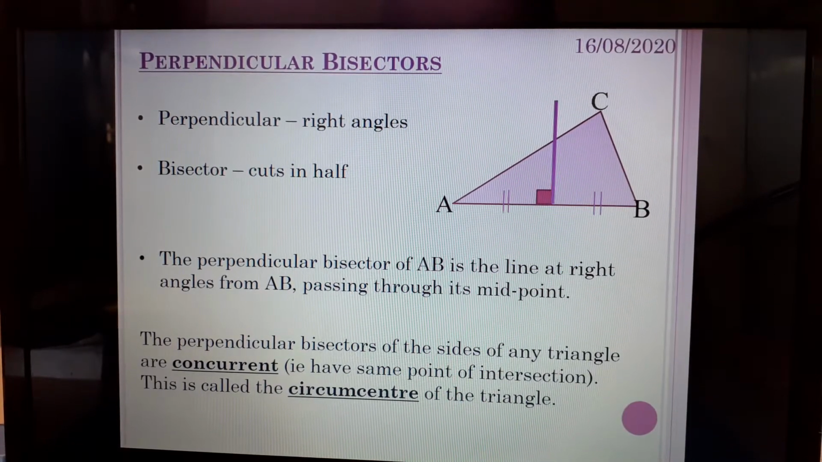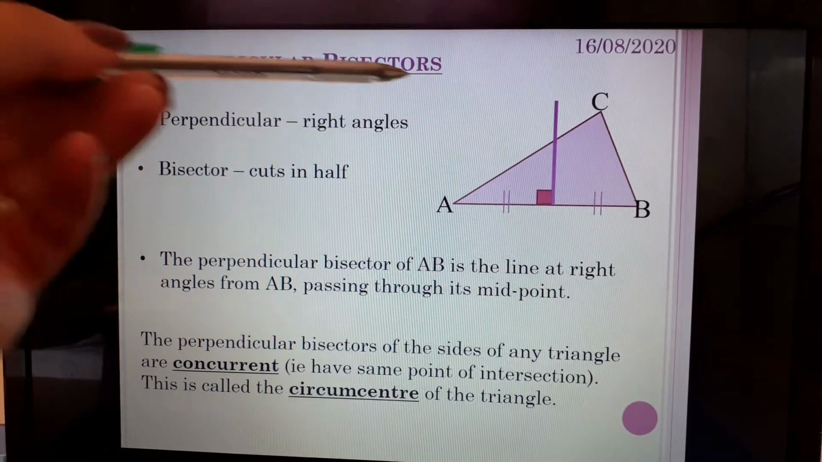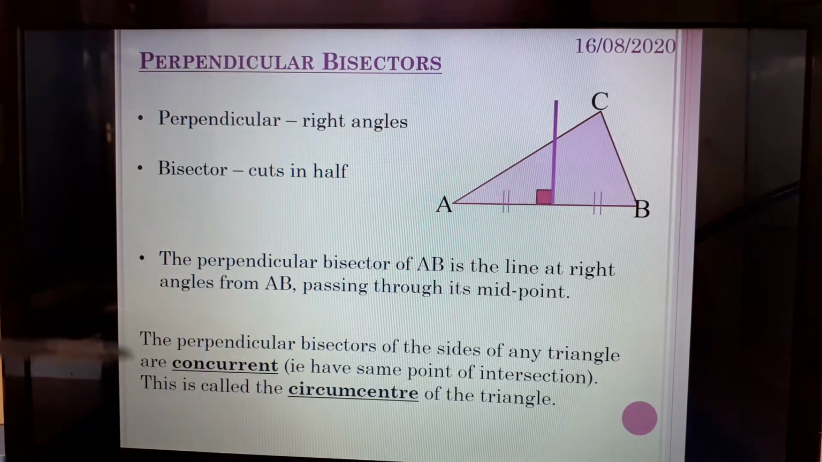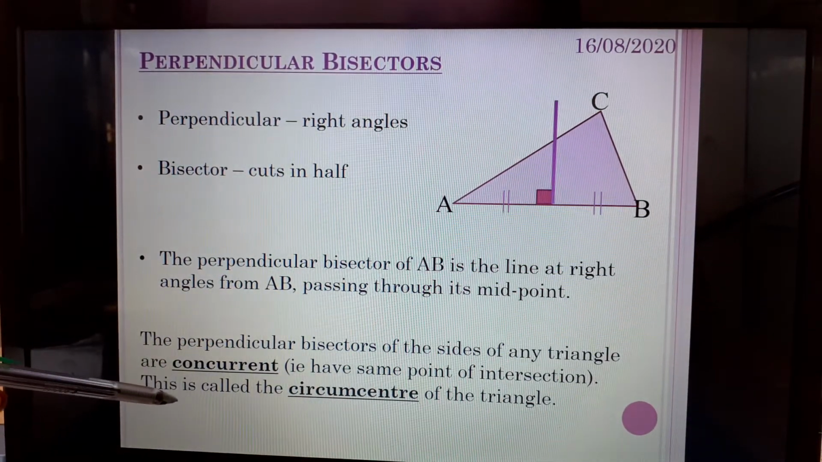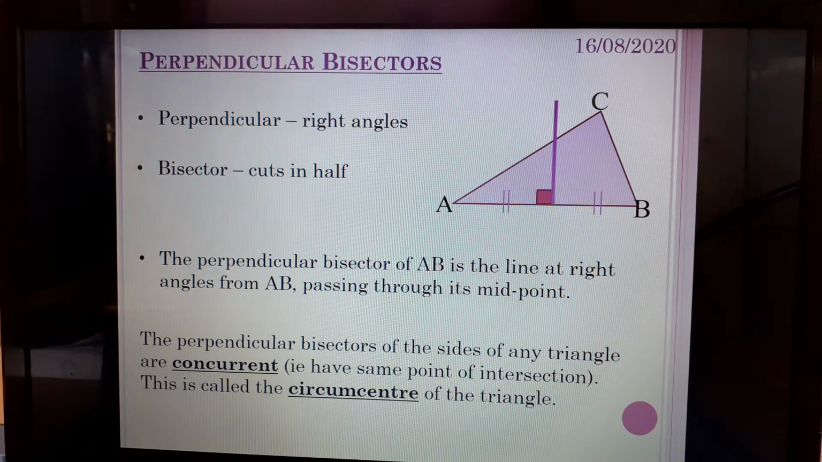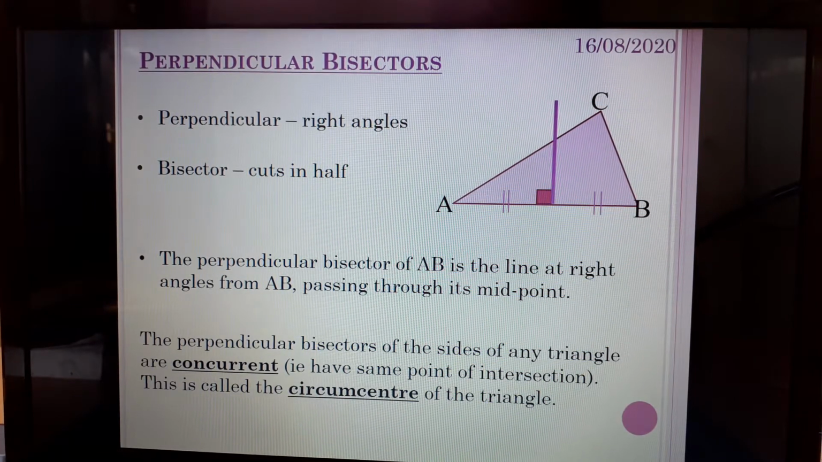Perpendicular bisectors of the sides of any triangle are concurrent. So if you had a perpendicular bisector coming from there, and from there, they would all meet at a point and you would say they are concurrent. They have the same point of intersection. This point is called the circumcenter of the triangle. Circumcenter comes from the perpendicular bisector. You really have to remember that fact. It may be something that can come up in a question, and it's more that you're familiar with that rather than remembering it as such.